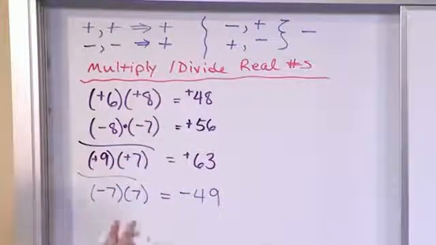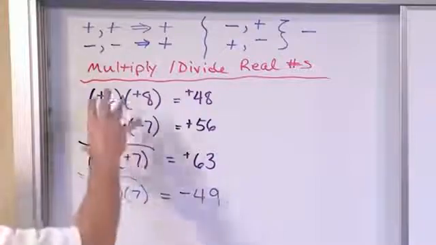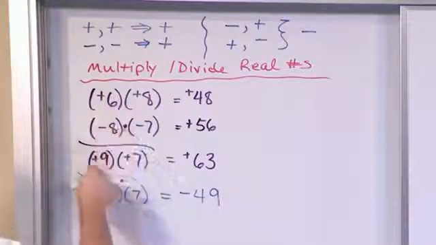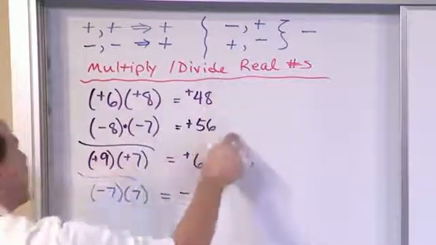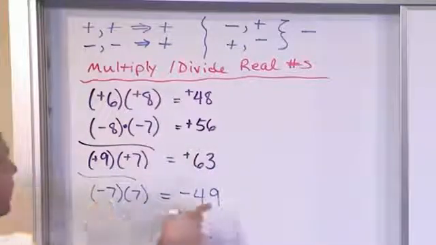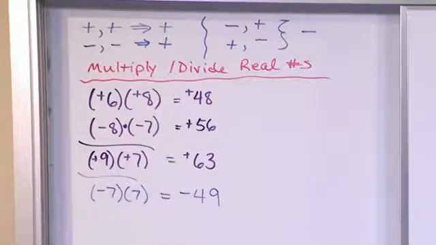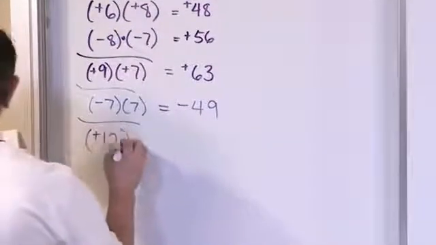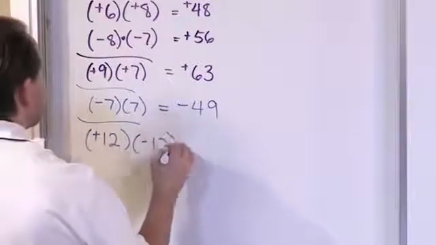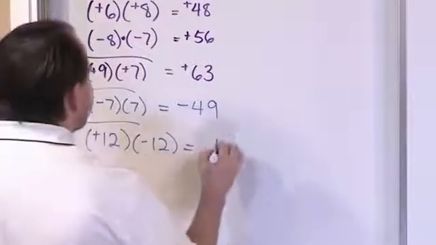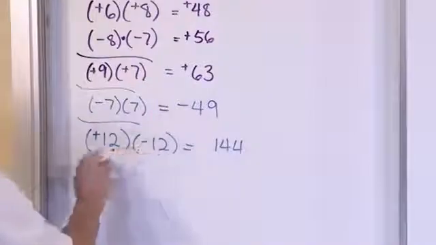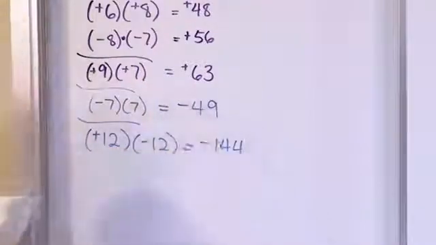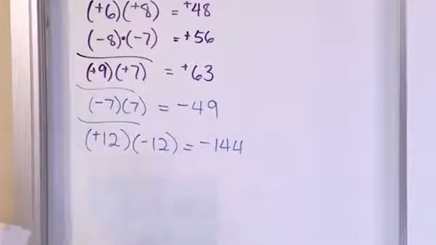Basically, when you're multiplying or dividing, if the signs are the same, notice the signs are the same here, you always get positive numbers. If the signs are different, you always get negative numbers. So it's really easier to multiply and divide than it is to add and subtract. What if you have positive 12 times negative 12? Well, 12 times 12 is 144. The signs are different, so you're just going to have a negative sign. That's really all there is to it.